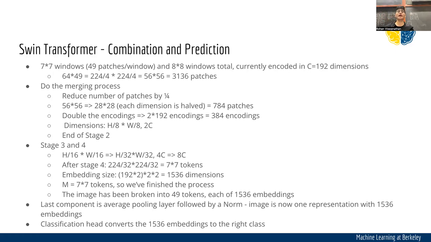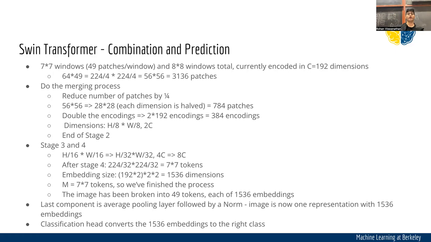In stage 3 and 4, we're doing the same thing. We're once again halving the dimensions. So we get height divided by 16, width divided by 16, then height divided by 32, width divided by 32, right? And every time we do this stage, we're doubling the information that we're containing in our encodings to keep this constant. So now we're going from 2C to 4C, then to 8C.